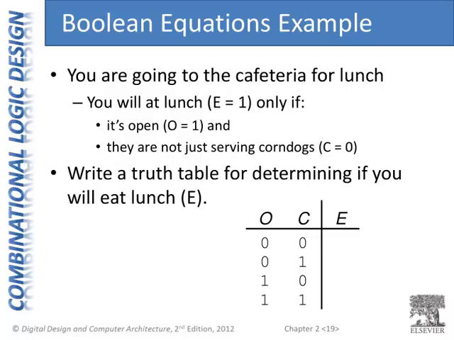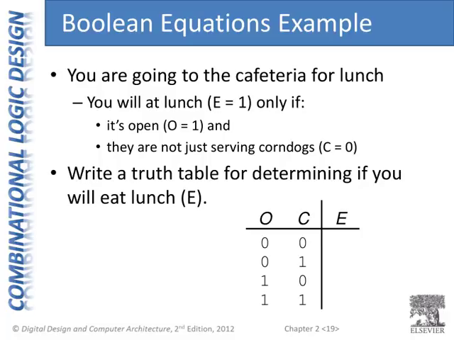Let's suppose you're going to the cafeteria for lunch, and you're going to eat lunch. So this output E will be 1 if and only if it's open. So you have the sensor maybe on the door or sensing motion. Has to be open, and they're not just serving corn dogs. So maybe it's like an odor detector, smells the corn dog. It's like, that's the only thing they're serving. Not going to eat there today.